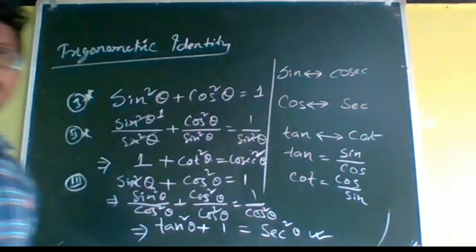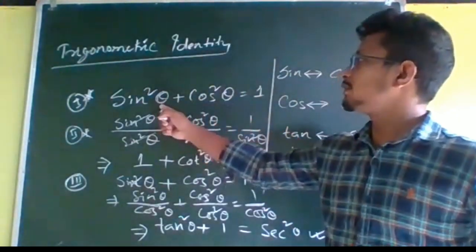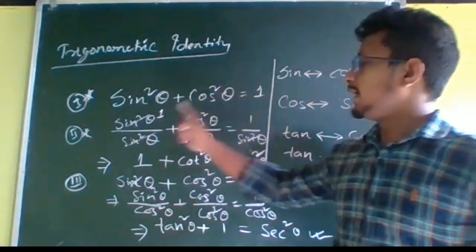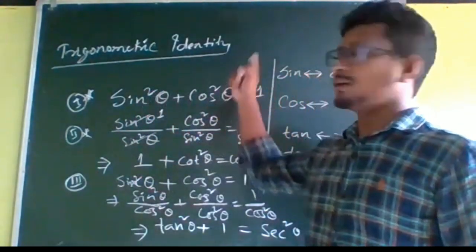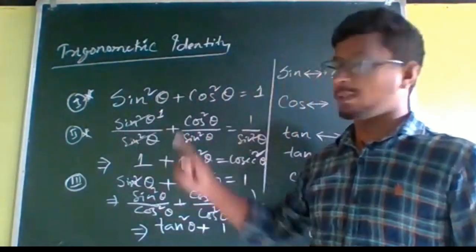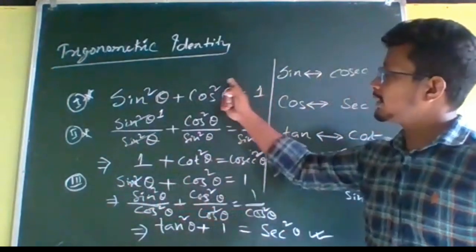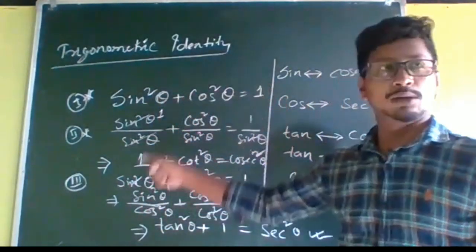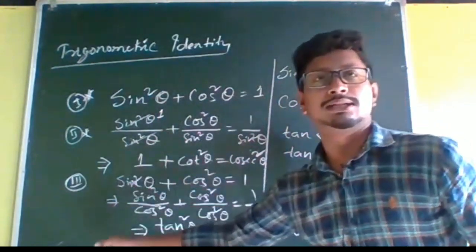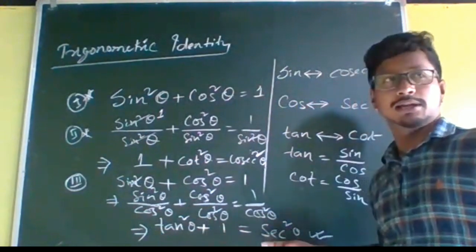I hope it's clear for all of you, right? So the first identity is sin square theta plus cos square theta equals 1. To get the second identity, I divided the first identity by sin square theta. When I divided, I got the second identity. To get the third identity, I again took the first identity and this time divided it by cos square theta. So when I divided, I got the third identity.